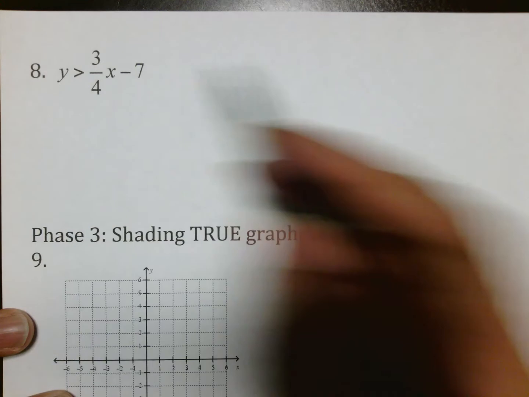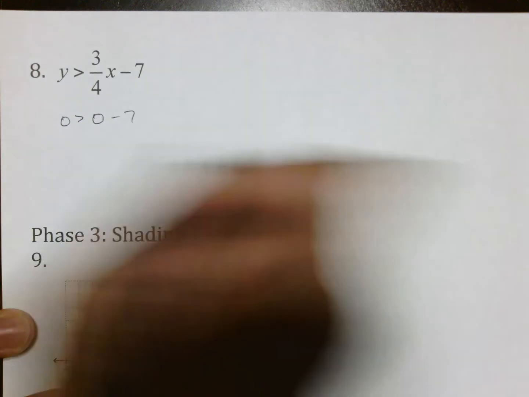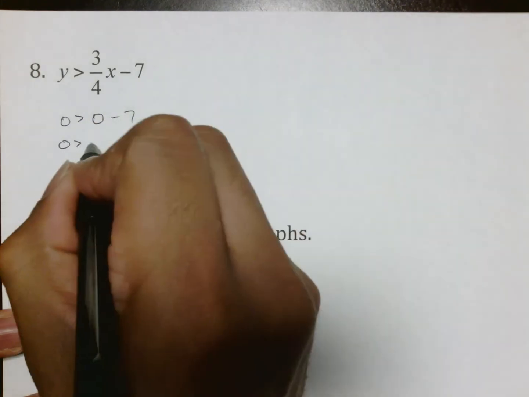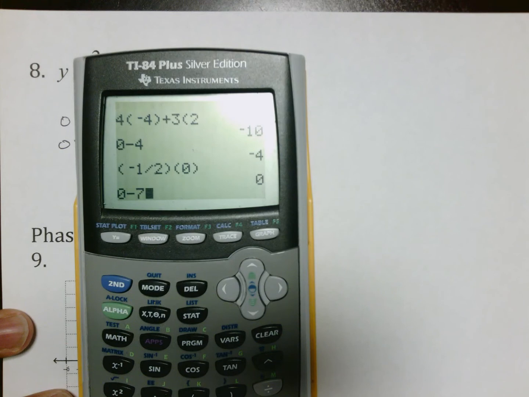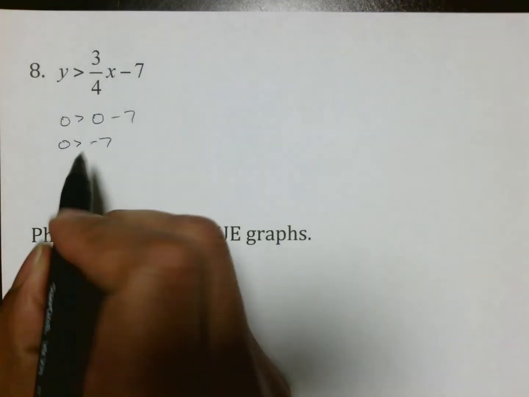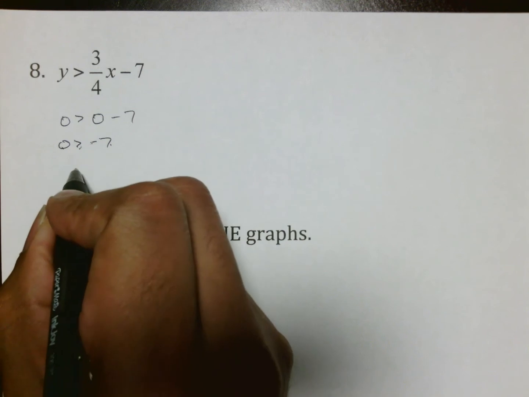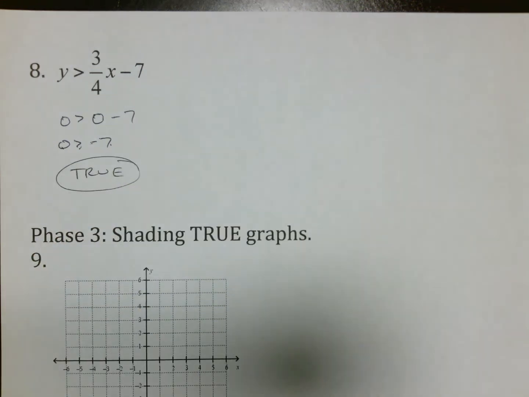Number 8, again, the last part of phase 2. This is a variable, so we turn it into 0. This has a variable, so we turn it into 0 minus 7. 0 minus 7, of course, is negative 7. Again, if you're not sure, don't ever feel too ashamed or too proud to plug that in. And again, is 0 more important than a negative? Yes, it is. And so that is a true statement.